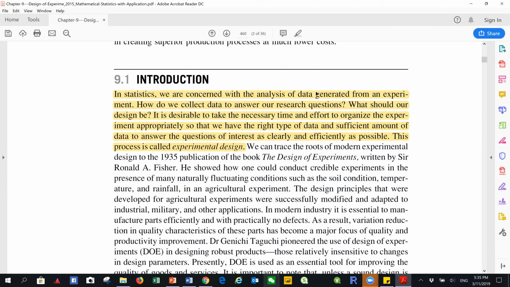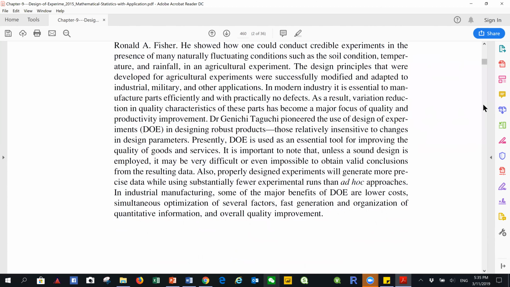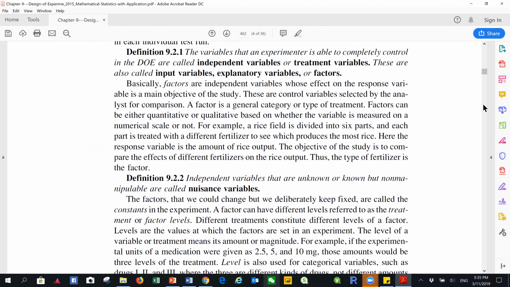So this process is called experimental design. All right. Some people call it design of experiments or experimental design. Either way, it refers to the same thing. Okay. What I will do is use some examples to cover the concept. Okay.